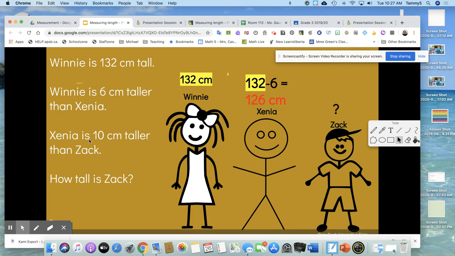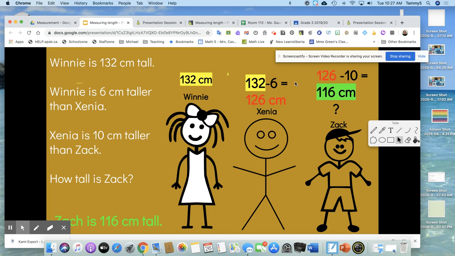Now it says Xenia is 10 centimeters taller than Zach. So I have to figure out how tall Zach is. But I've just done this intermediate step first, and now I can figure out, well, Xenia is 10 centimeters taller than Zach is. So I'm going to need to subtract 10 to figure out Zach's height. So when I do that, I come up with 116 centimeters tall for Zach.